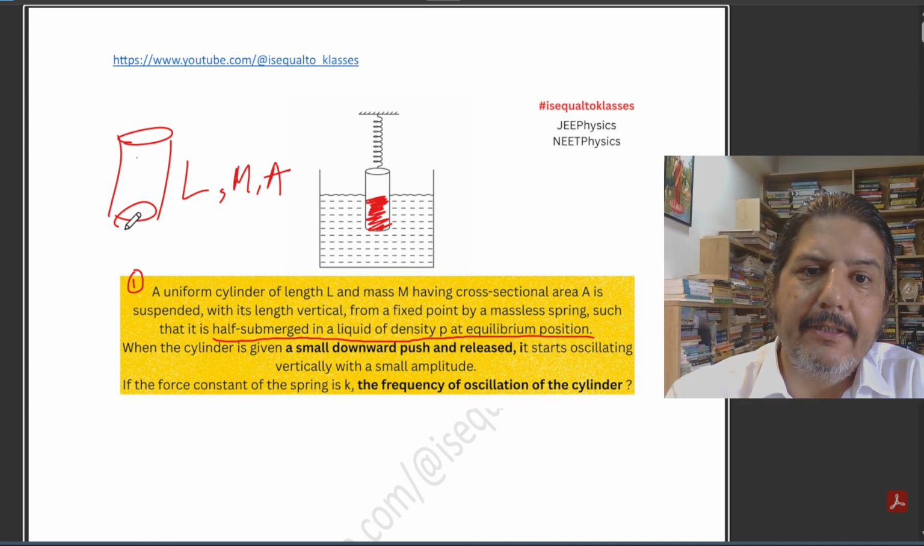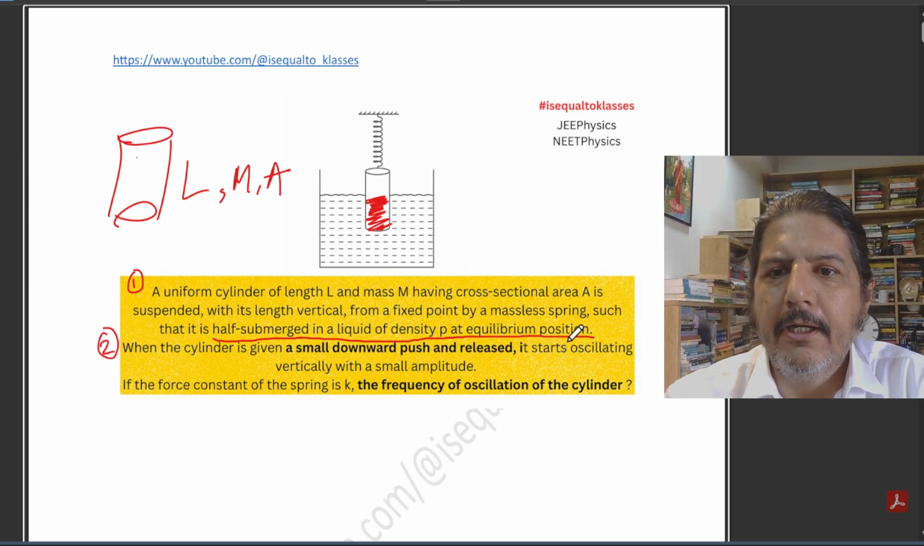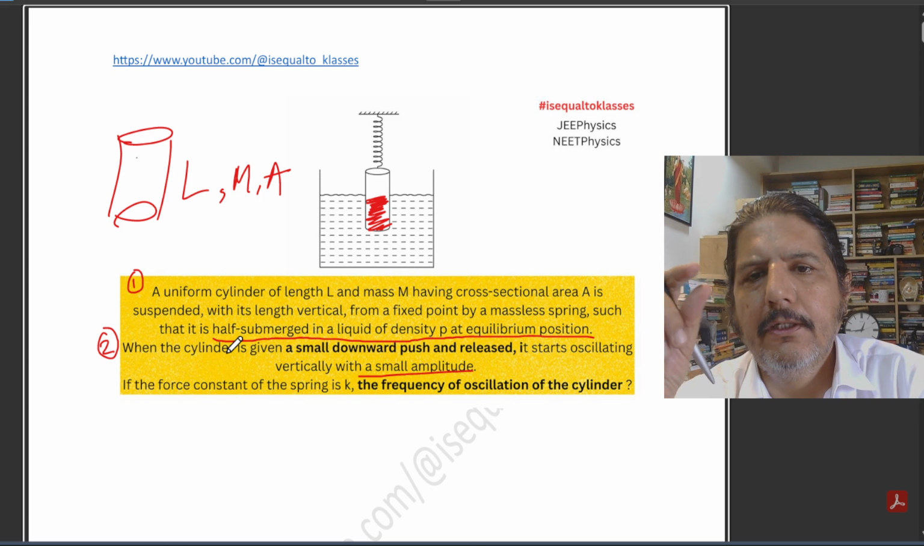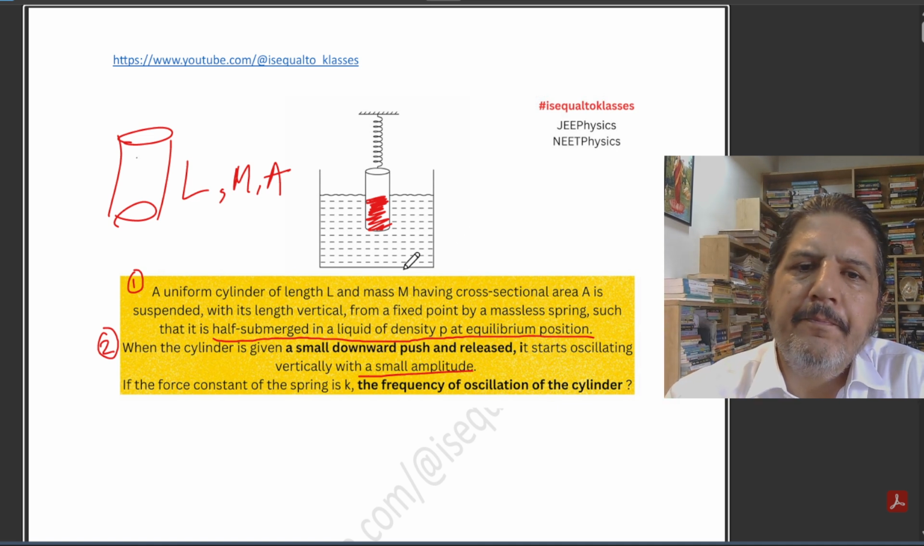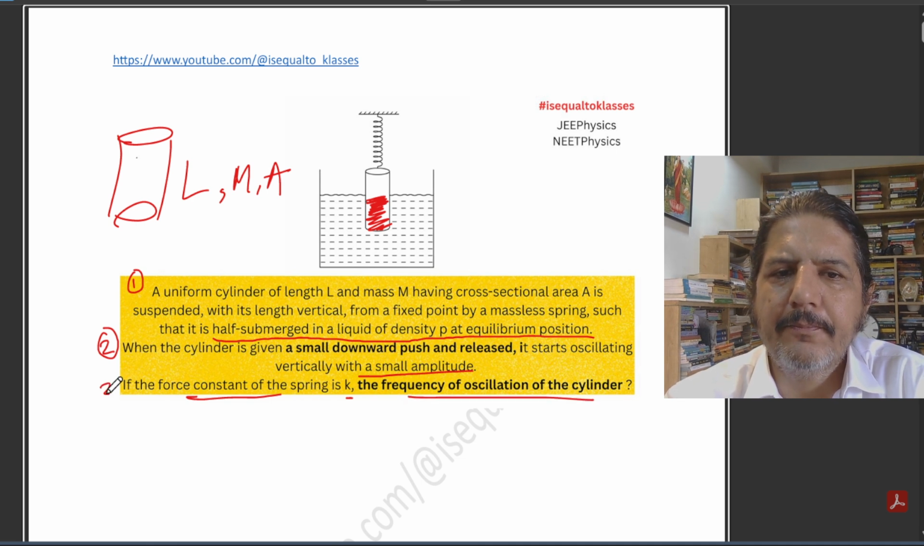So in the second line, they say when the cylinder is given a small downward push and released, it starts oscillating with a small amplitude. See, the push which is given is a small downward push. There's a small amplitude. Force constant is given as k. Find the frequency of oscillation of the cylinder.